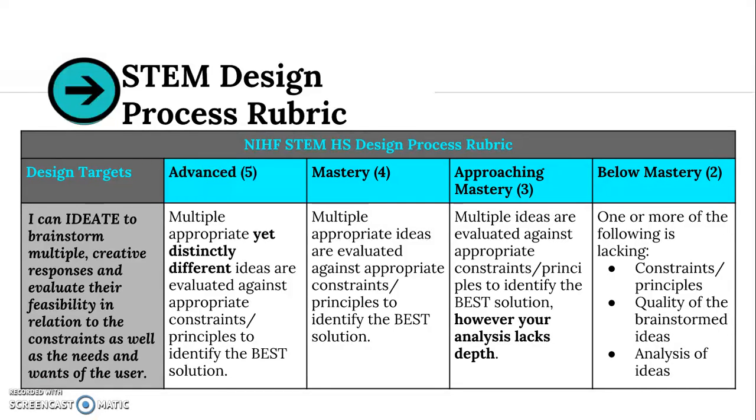To move you up to a 5, we want appropriate yet distinctly different ideas. So for example, we shouldn't have 4 ideas about making an app that are just slightly different. That wouldn't be 4 distinctly different ideas. It would be, hey, I'm making an app, but idea A is to do this, idea B is to do this. So distinctly different. And that is the end of the ideate step.